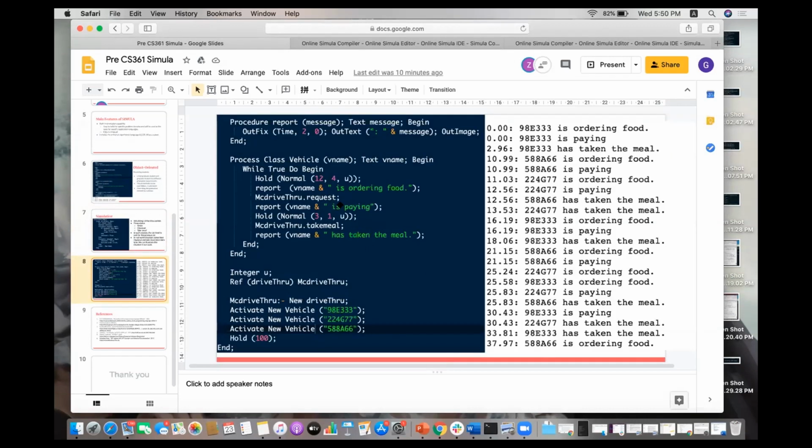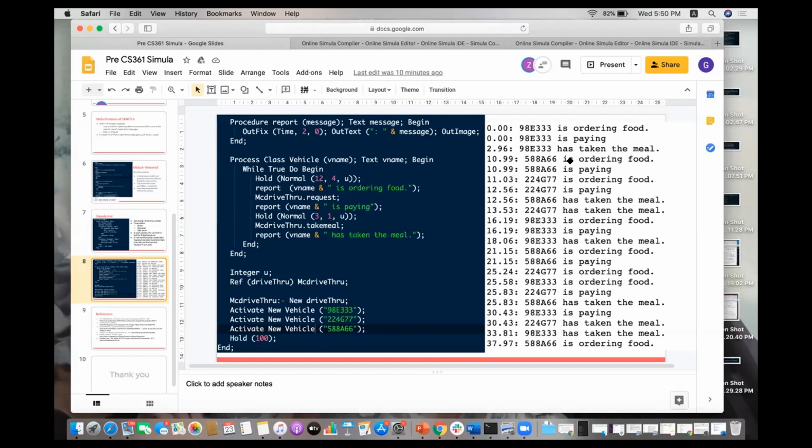Here are just some indications and car information we set up for testing. So let's look at the result. The first car is easy. It just ordered, paid, and then took the meal right away because he's the first customer. But the second car here has a little trouble. It has ordered and paid already, but he is not getting the food.